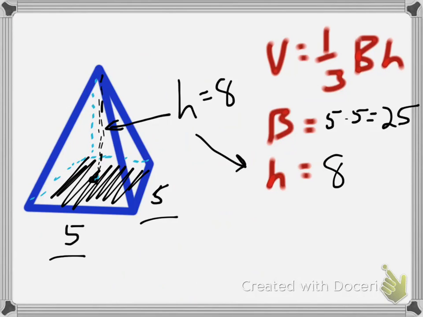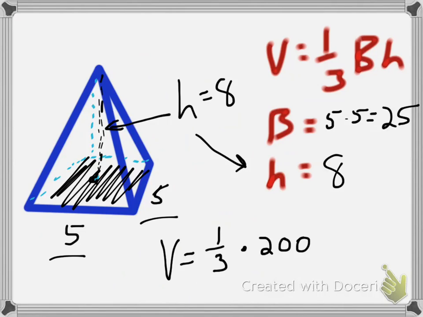Now we're going to solve the equation. V equals 1/3 times 25 times 8. Now I'm going to go ahead and multiply my 8 and 25 because it's easy that way. When we're doing multiplication, by the associative property, which you should know, you can actually mix up the numbers. You don't have to do them in order. You can do 25 times 1/3 times 8, or 8 times 1/3 times 25, whatever you want. So I'm going to do 8 times 25.